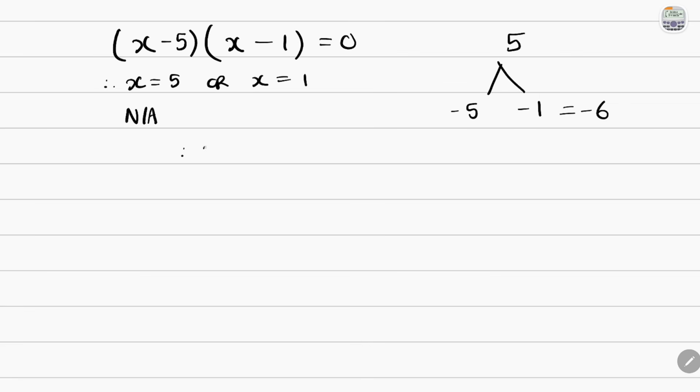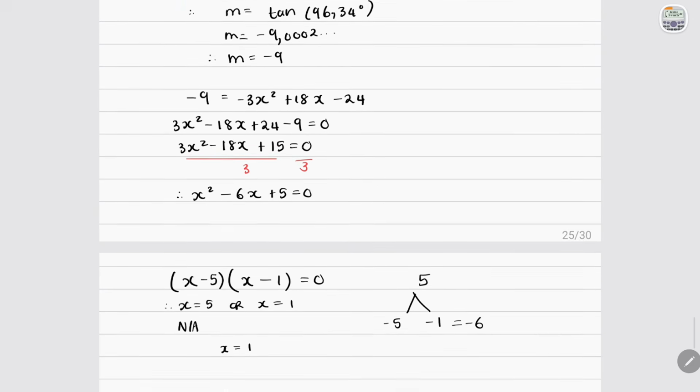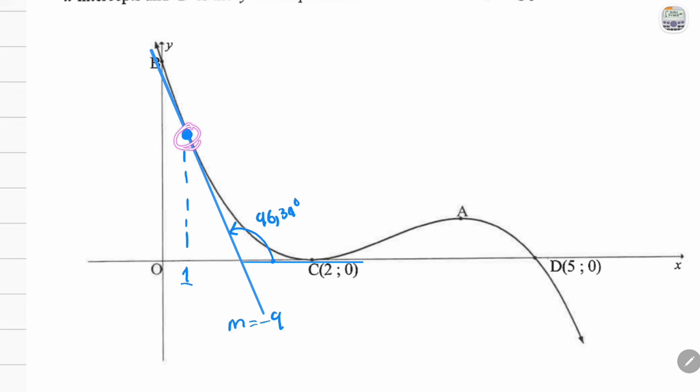So the x value that they're referring to is x equals 1. And now that we have the x value, we can find its y value. Because remember, at this point, it still lies on the cubic function. So at what y value do we have an x value of 1 on the cubic function?